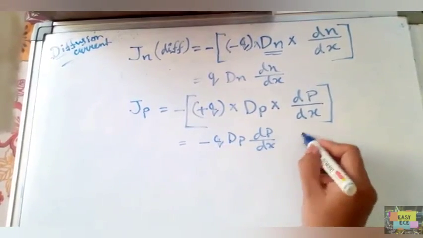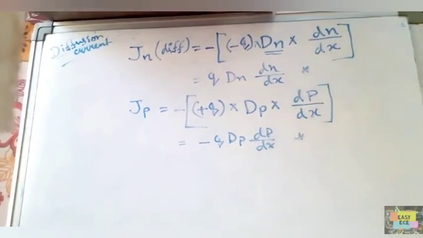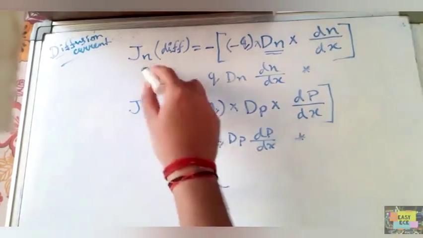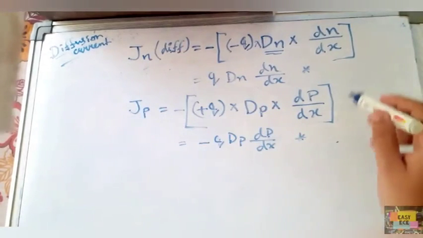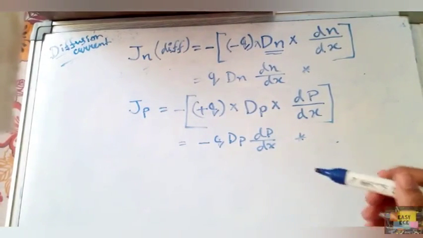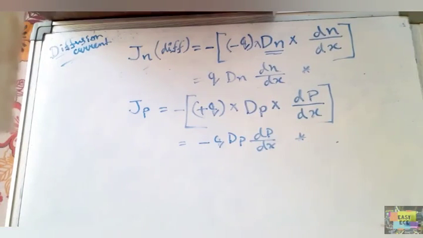So this is the main equation of diffusion current density of holes and electrons. This is very important and needs to be remembered for mathematical problems. Now let's talk about the drift current, that is, the drift current density of electrons and holes.